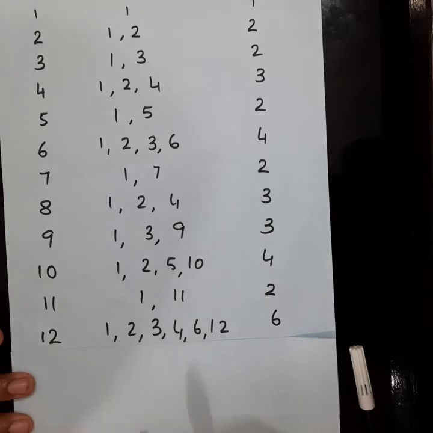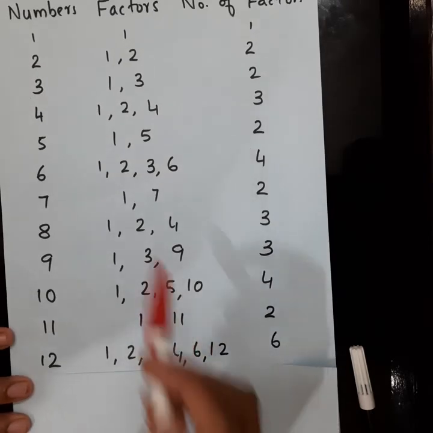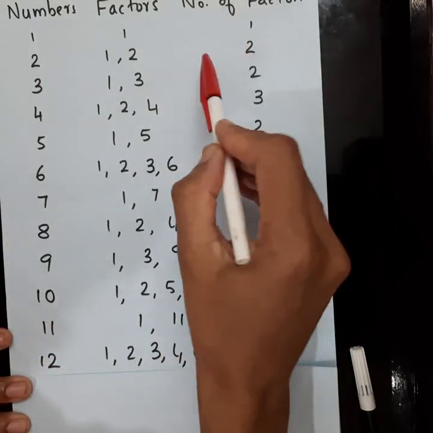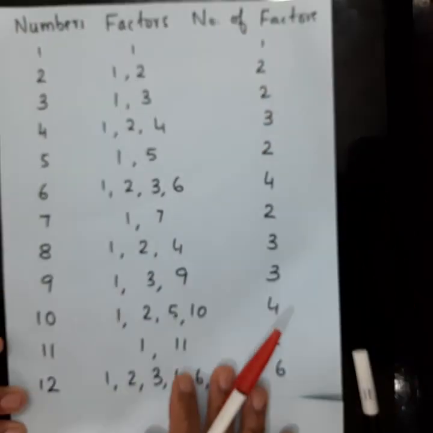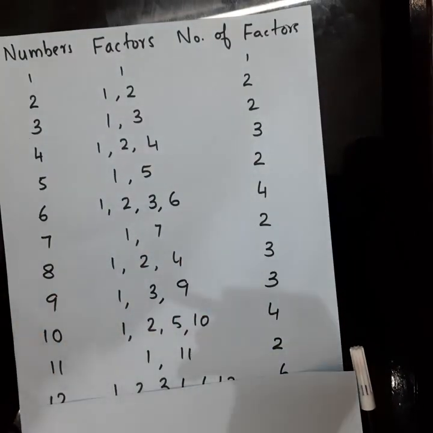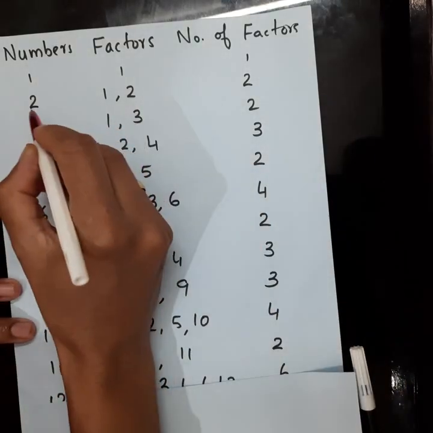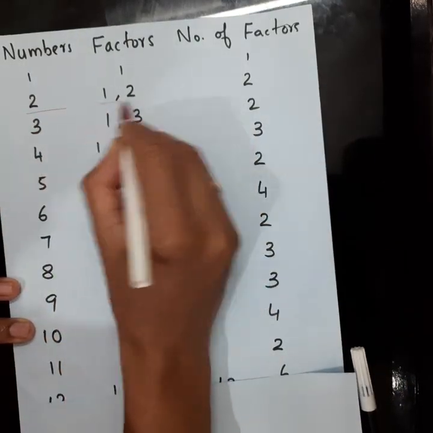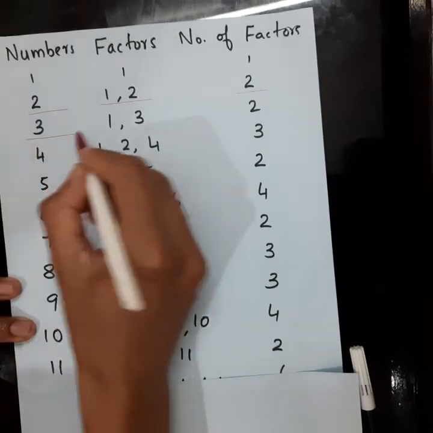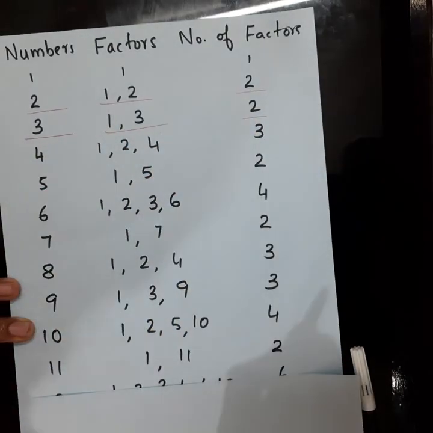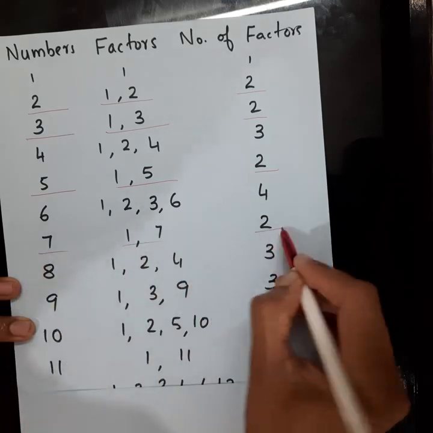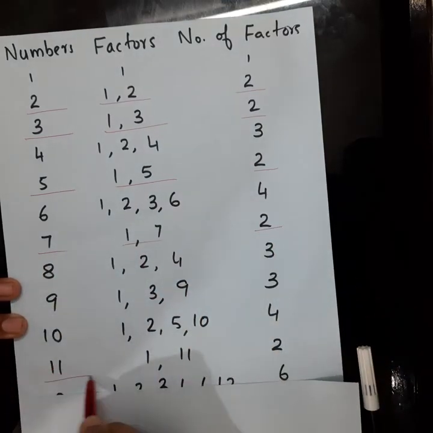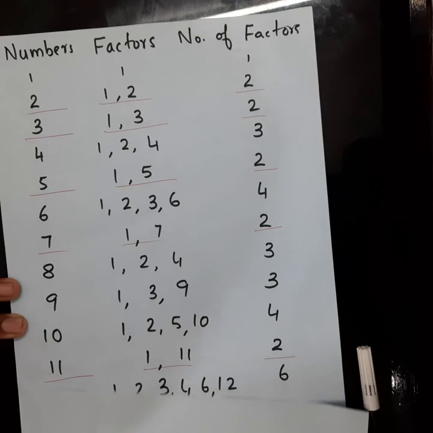But when you observe all these, you can see some of the numbers are having exactly 2 factors. Let us see which are those numbers. The number 2 has 2 factors. 3 also has exactly 2 factors. 5 has 2 factors. 7 also has 2 factors. The number 11 also has 2 factors.